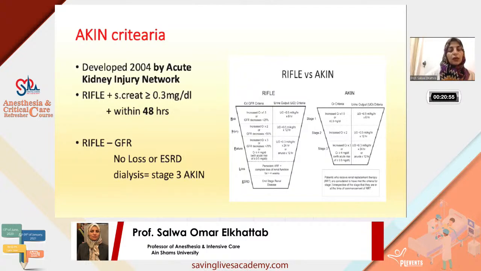They are not using GFR, and there is no loss or end-stage renal disease, or they come under stage 3. It is similar to RIFLE criteria as regards urine output and serum creatinine, in addition to an increase in serum creatinine of equal to or more than 0.3 milligram per deciliter. This increment is considered abnormal.